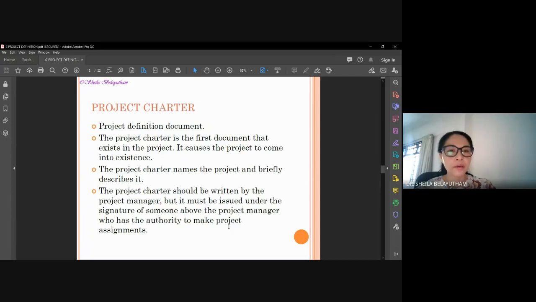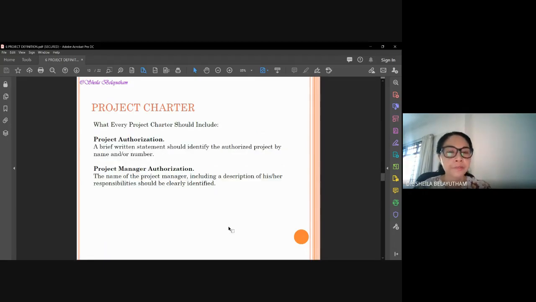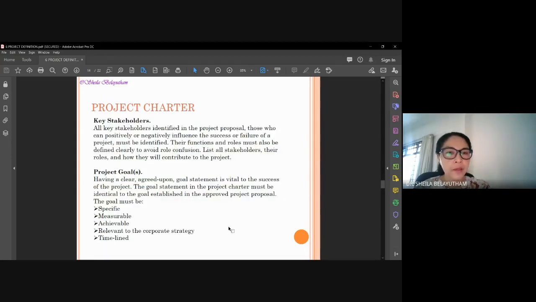Okay, so those are the elements that you might question your client about, or try to get the answer for. The next part is basically implementing the output from all the elements into a document called the project charter. Your project charter might have this at the front part of the document. It might have the signature authorized by the stakeholders, the name of the project manager, the key stakeholders, and the project goals.